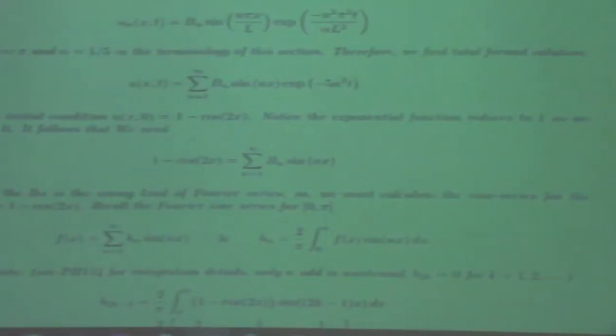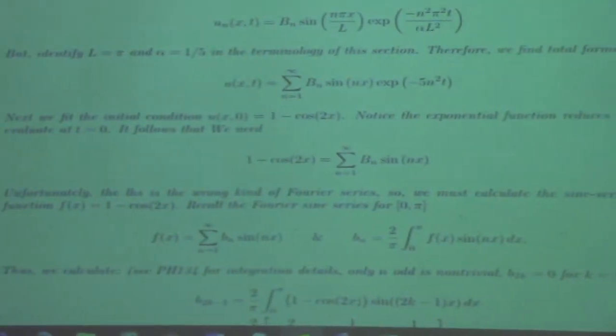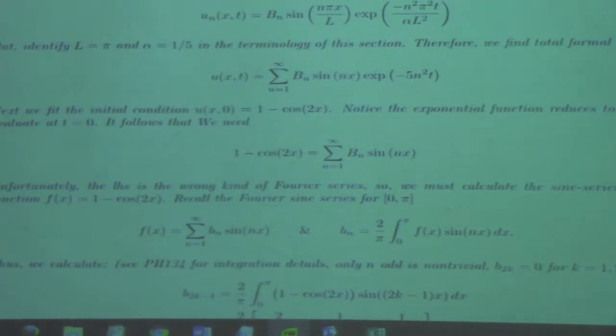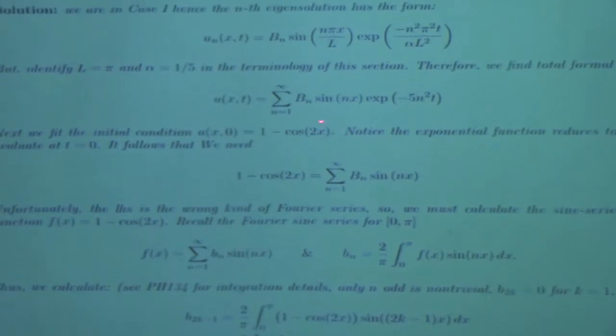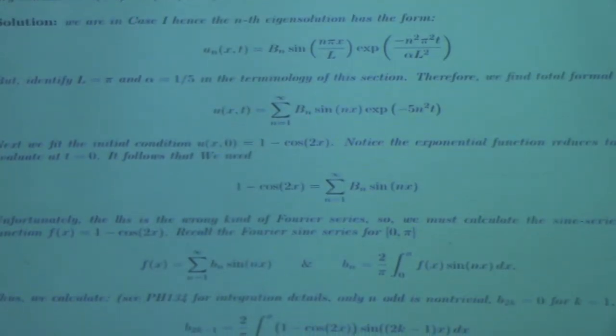Now, the letters have changed, but the spirit of the argument remains the same. My general solution looks like this. I've shown you in pretty good detail how we get to that. I'm using b sub n for the undetermined coefficients of that problem. So what we want to do is write 1 minus cosine 2x as this infinite sum of sines. To do that, all I have to do is find the Fourier expansion of 1 minus cosine 2x.